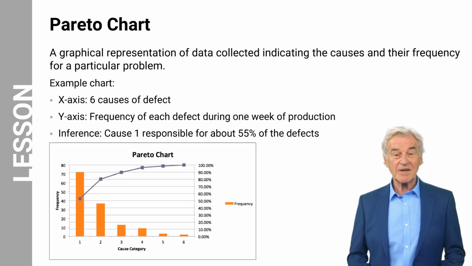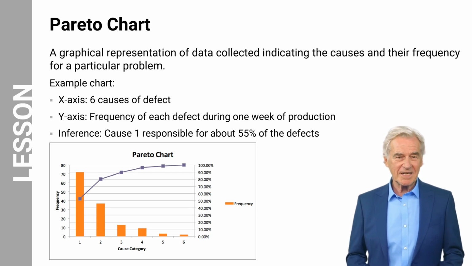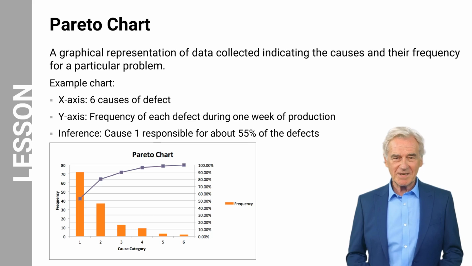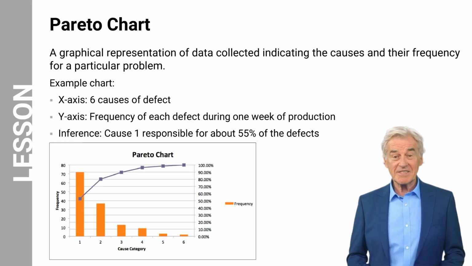A Pareto chart is a graphical representation of data collected indicating the causes and their frequency for a particular problem. It provides information on the cause resulting in the most defects or the defects most prevalent in the system. The example Pareto chart you see here displays 6 defect causes in a production process along the x-axis. The vertical orange bars indicate the number of times each defect was detected during 1 week of production. For example, approximately 70 defects resulted due to cause number 1.